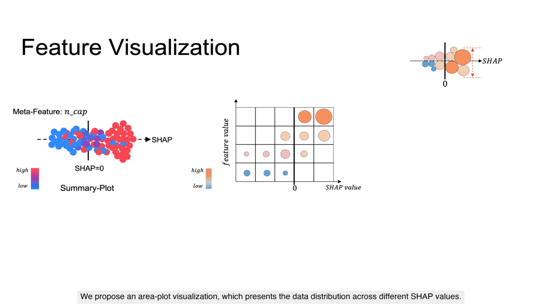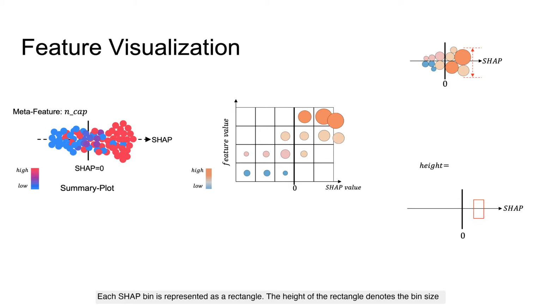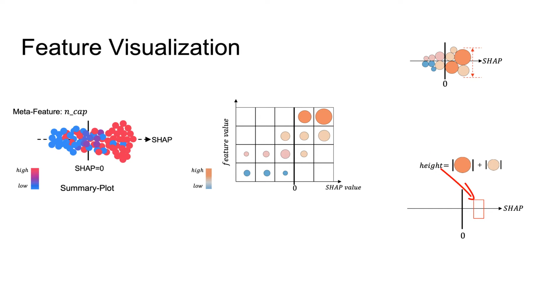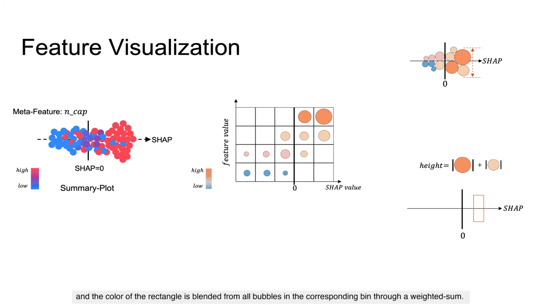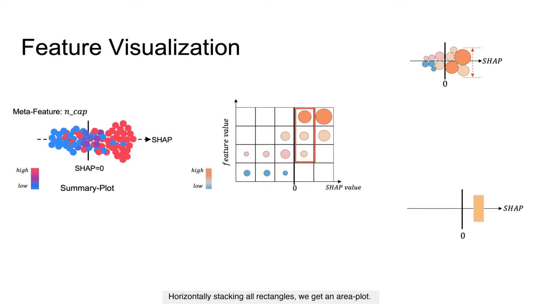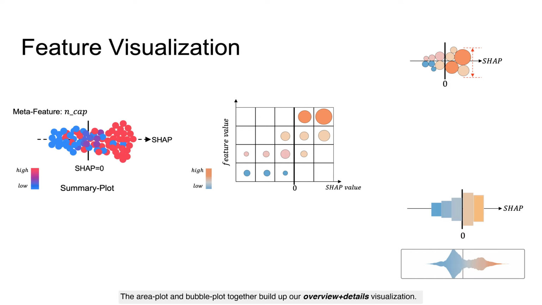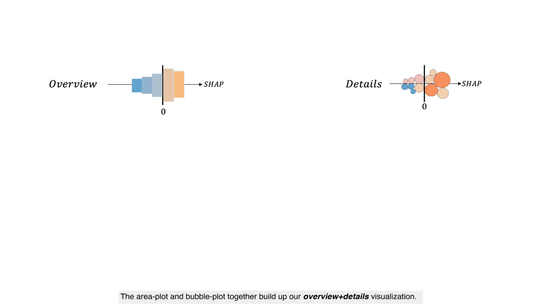We propose an area plot visualization, which presents the data distribution across different SHAP values. Each SHAP bin is represented as a rectangle. The head of the rectangle denotes the bin size, and the color of the rectangle is blended from all bubbles in the corresponding bin through a weighted sum. Horizontally stacking all rectangles, we get an area plot. Increasing the granularity of the SHAP bins, we get the final area plot. The area plot and the bubble plot together build up our overview plus detail visualization.